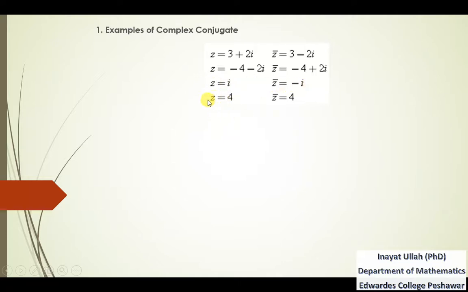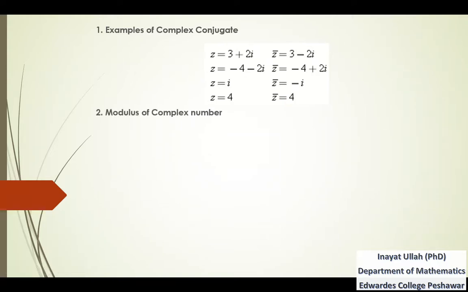In this last example, we see that z is a real number, not imaginary, so its conjugate will be the same as given, 4, because there is no imaginary part for which we change the sign. So if z is real, then its conjugate will not change. If z is 4, its conjugate will be 4. If z is 5, its conjugate will be 5, and so on.